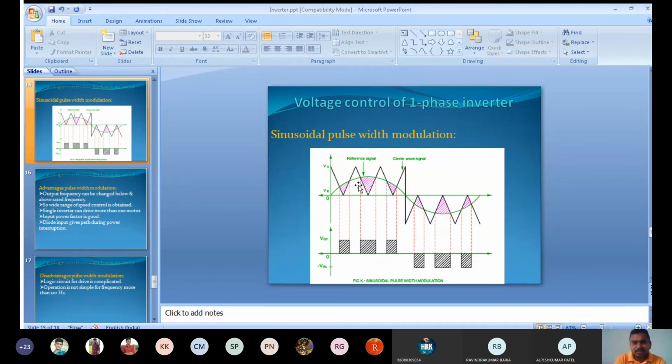At this point it is 0, at this point it is maximum, once again at this point it becomes 0. So at each and every point the value of the reference signal is varying, so we are getting pulses of variable width. This is the sinusoidal pulse width modulation.